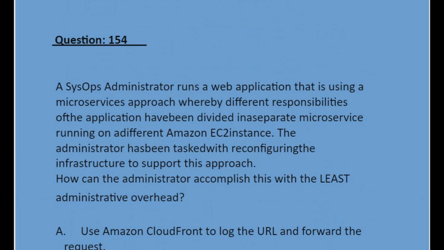Question is, a SysOps administrator runs a web application that is using a microservices approach whereby different responsibilities of the application have been divided in a separate microservice running on a different Amazon EC2 instance. The administrator has been tasked with reconfiguring the infrastructure to support the approach. How can the administrator accomplish this with the least administrative overhead?